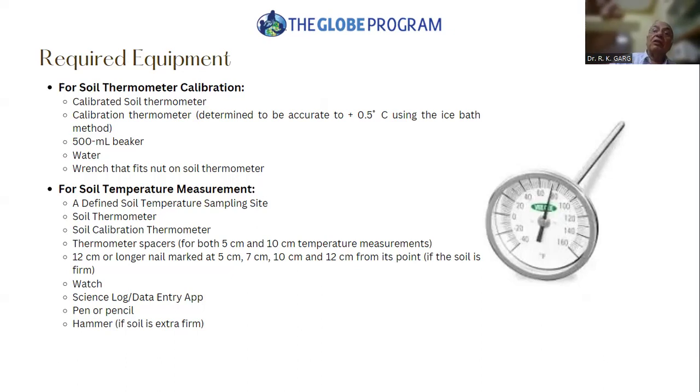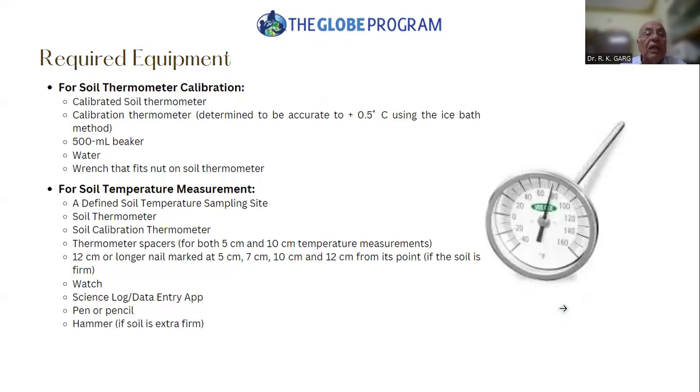Just see. This is called a spacer. This is another one. This is another spacer. One can see very easily. Two spacers. One is the big size, another is of the smaller size. So we need spacers. Spacers we need both for the depth of 5 centimeters and for the depth of 10 centimeters.